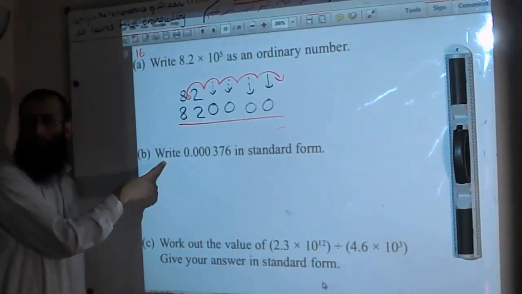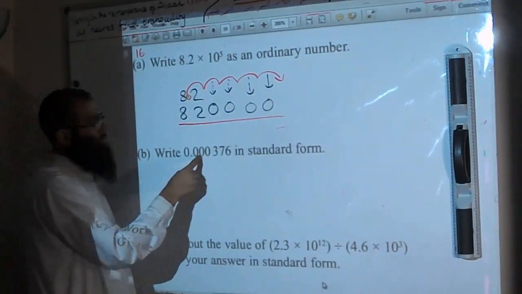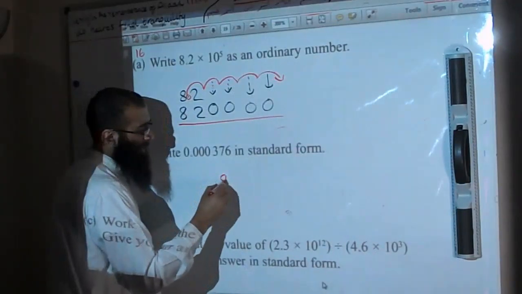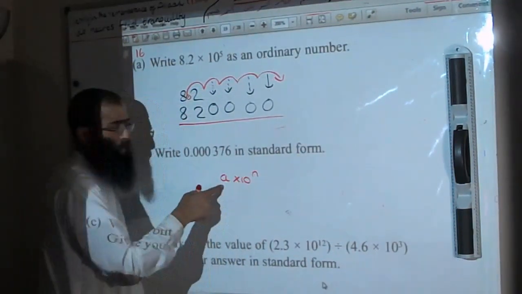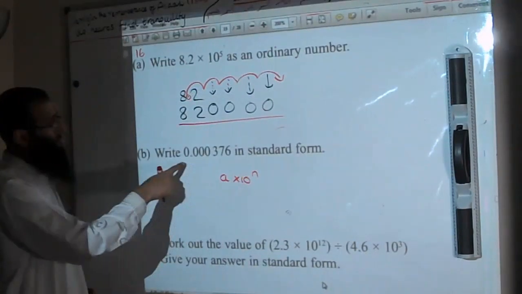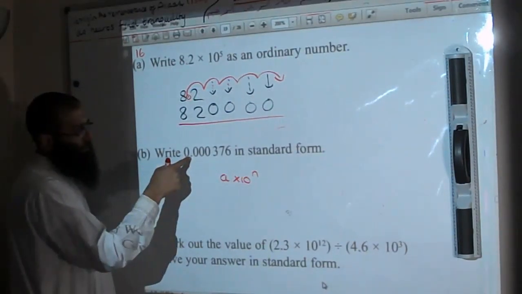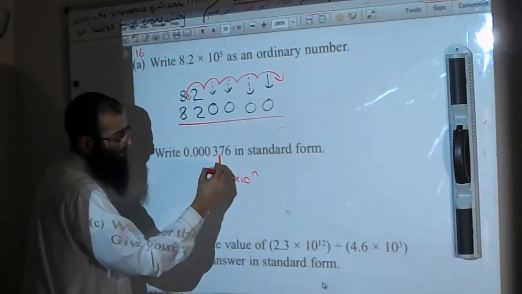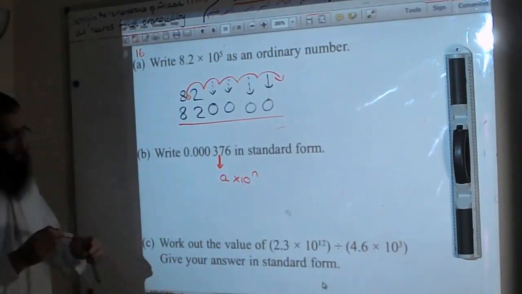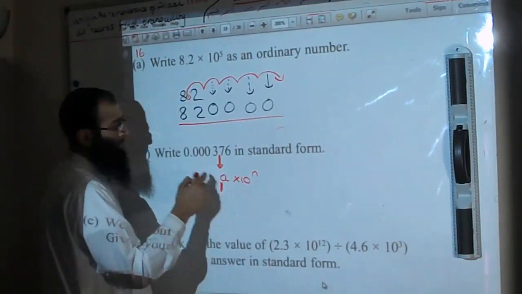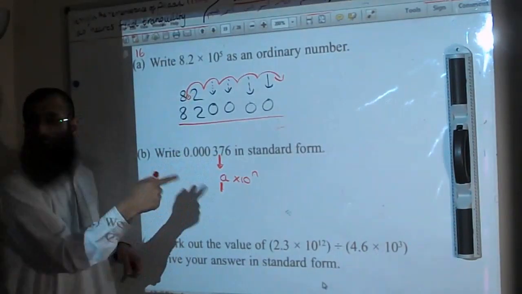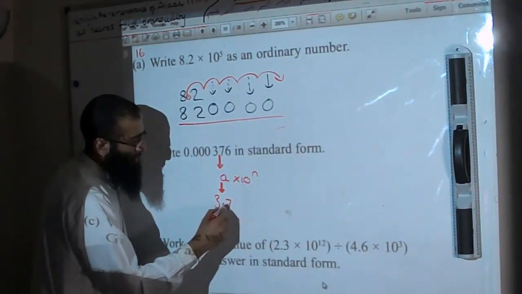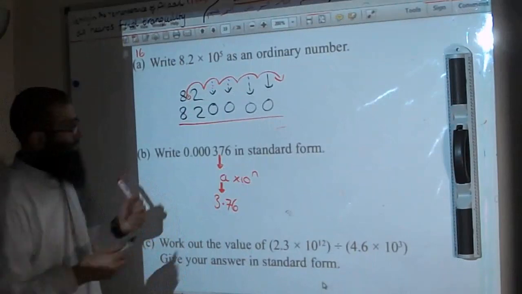Next question, part B. Everyone ready for the next one? Write 0.00376 in standard form. Now, standard form is A times by 10 to the power of n, where A is a number between 1 and 10. So to make this number between 1 and 10, I have to move that decimal point from here to here, and that'll give me my A value. So what is my A value then? If I put the decimal point there and I move from there to there, what will that number read now? 3.76. Excellent. 3.76.